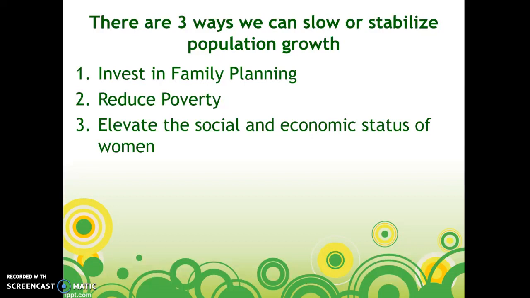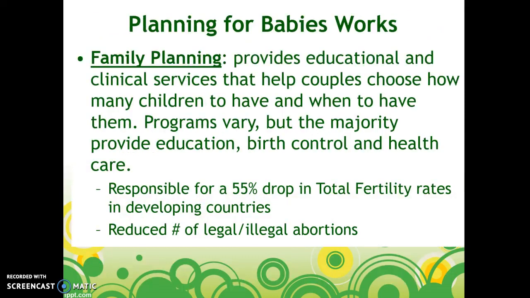So there are 3 ways we can slow or stabilize population growth. 1, we can invest in family planning. 2, we can reduce poverty. And 3, we can elevate the social and economic status of women.